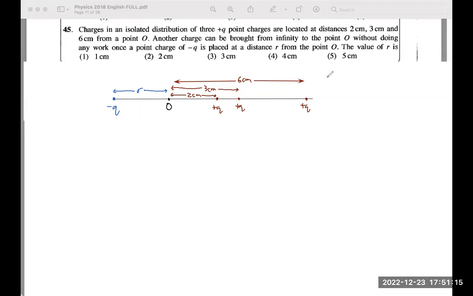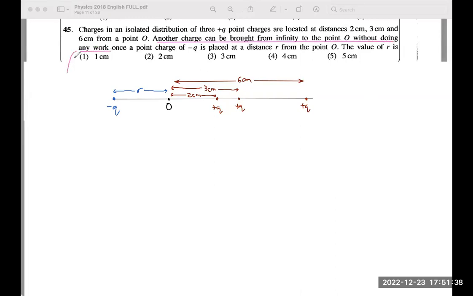If you want to bring a charge from infinity to point O, and if you don't want to do any work at point O, the net electric potential must be 0. That's the idea behind this question. I will underline that part and write here. They're saying another charge can be brought from infinity to point O without doing any work.